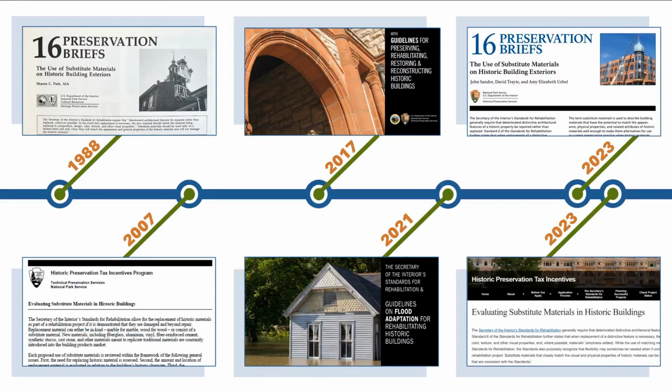That brings us to the latest effort of guidance updates published in October of 2023, which included the Preservation Brief as well as the 2007 NPSAB guidance. Our intention was to bring the substitute material specific guidance in line with current practice, the 2017 treatment guidelines, and other existing guidance, which had already moved the needle on this topic a bit. The 2023 updates continue to recognize that flexibility may sometimes be needed when it comes to new and replacement materials as part of a historic rehabilitation project.